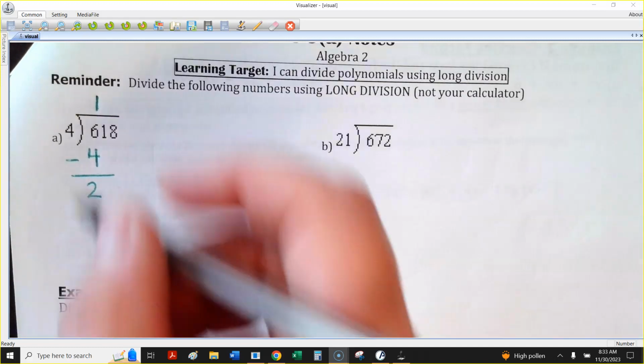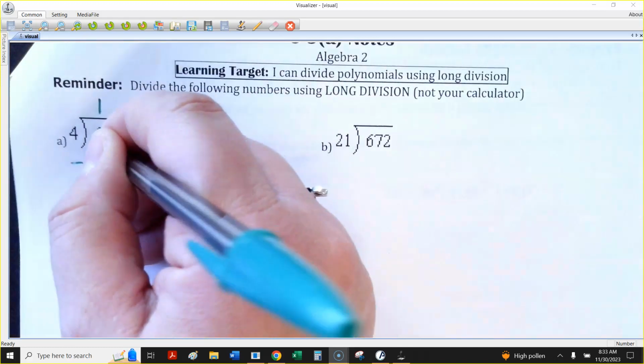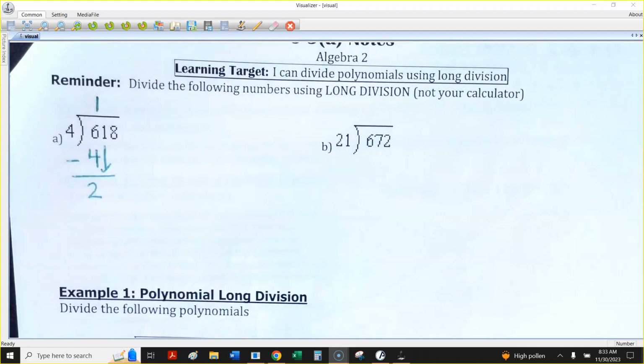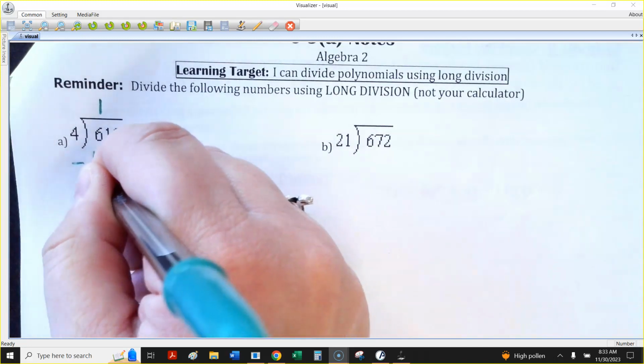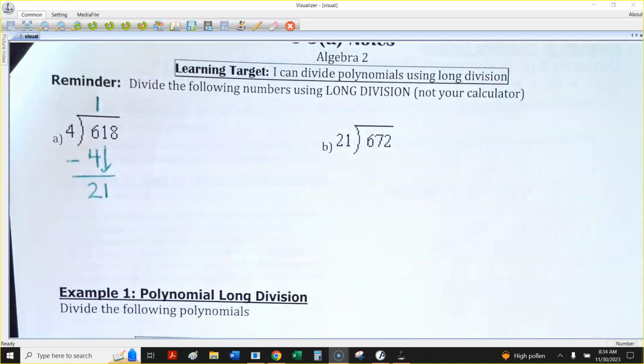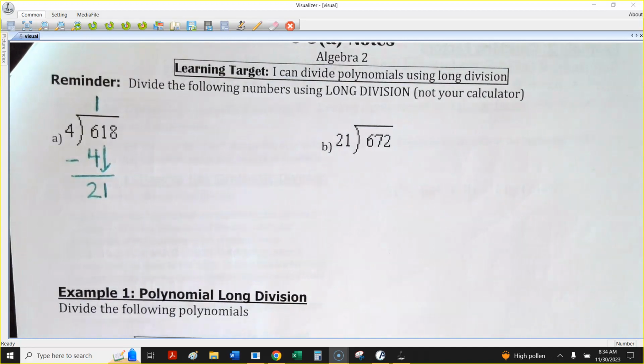Once you subtract there, you bring down the next digit in the number. The reason I'm showing this to you is because this is the process you use to divide polynomials also. So it's the same process. I did 6 minus 4, I got the 2, and I bring down the next digit in the number, so I'm just writing the 1 underneath there. And then you're just going to repeat that process.